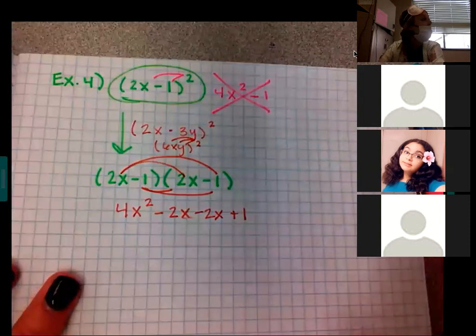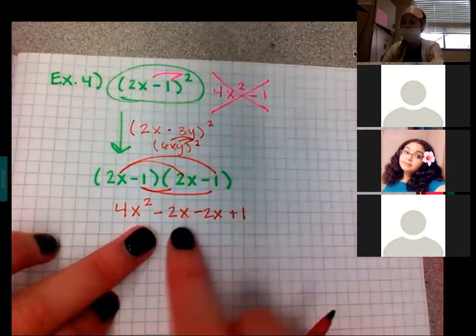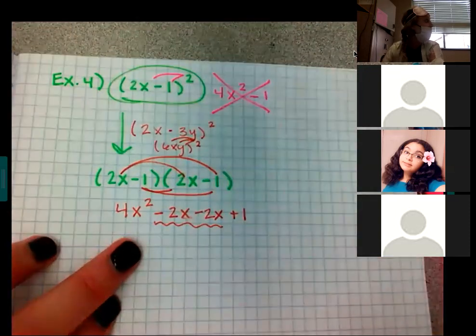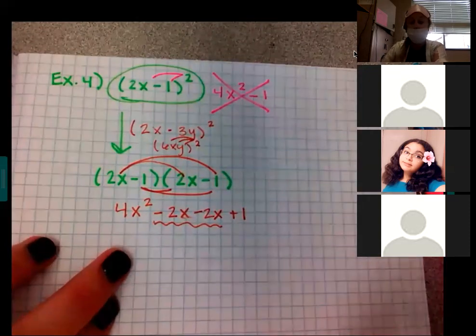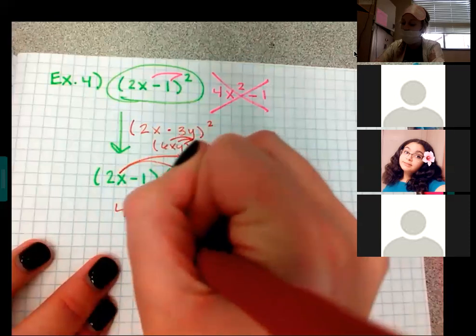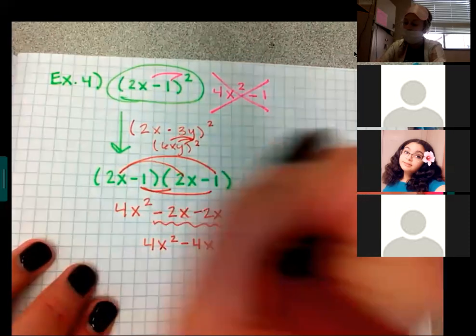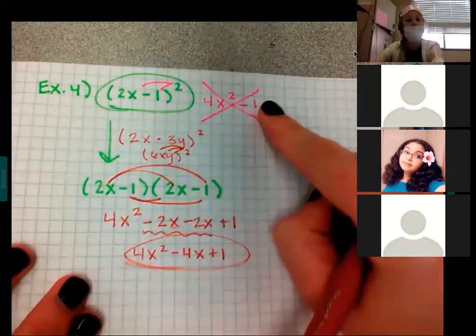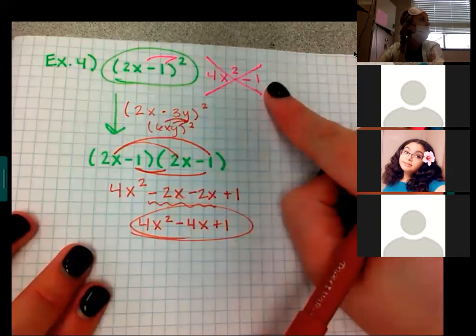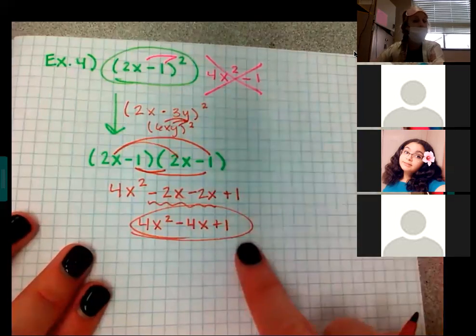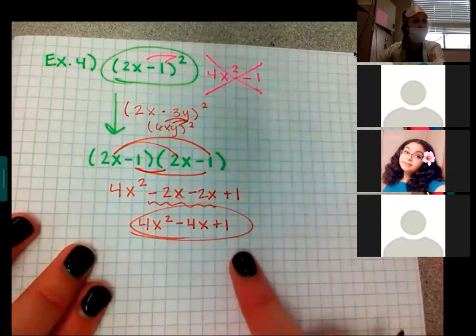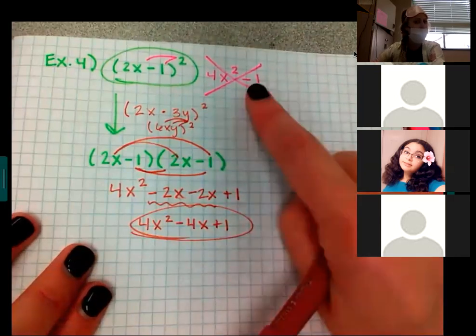+1. What can we combine? Kershawn, I hope you're paying attention. -2x and -2x, which is -4x. So 4x squared minus 4x plus 1. Do you see how the first way was completely wrong? No credit. All the credit. No, you don't get the same answer. That says 4x squared minus 1.